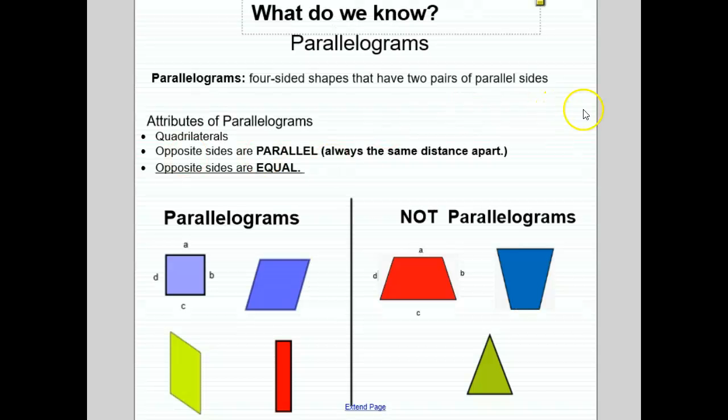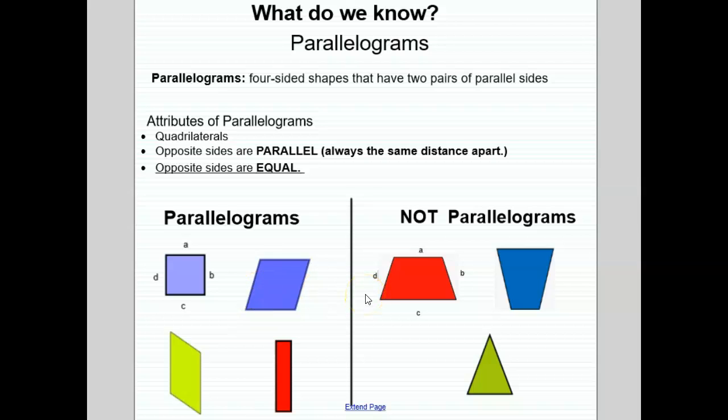Today you get to do something wonderful. Today, third graders, you get the opportunity to determine the missing side lengths of certain polygons. We're going to use what we already know about parallelograms to help us with this work. So let's just review what we know about parallelograms. Parallelograms are 4-sided shapes that have 2 pairs of parallel sides.